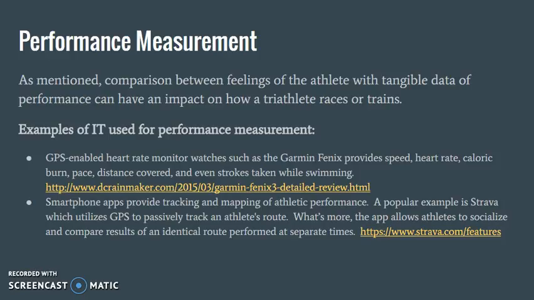Performance measurement is a current IT being utilized and has been for a while in triathlon, and as mentioned, comparing between feelings of the athlete with tangible data of that performance can have an impact on how they race or train. Examples of IT used for performance measurements are, first of all, GPS-enabled heart rate monitor watches like the Garmin Fenix, which is something that I use.